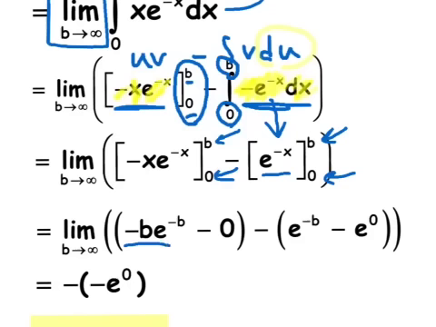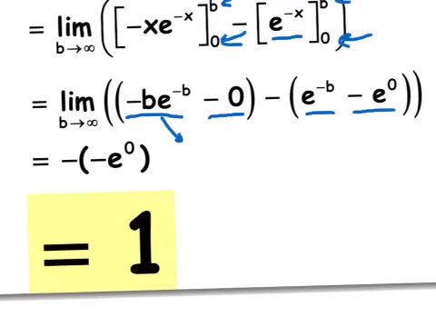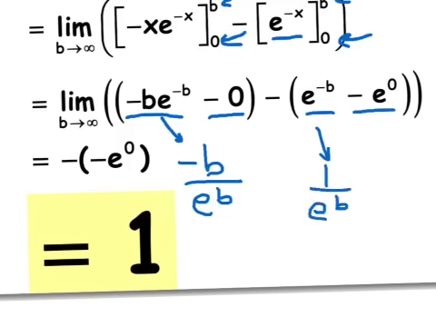So we've got negative b e to the negative b minus 0 minus the quantity e to the negative b minus e to the 0. You just apply the fundamental theorem of calculus here, and you plug in x equals b and x equals 0. All right, well, it would be perfectly valid for you to interpret negative b e to the negative b as negative b over e to the b. Likewise, it would be perfectly valid to interpret e to the negative b as 1 over e to the b.